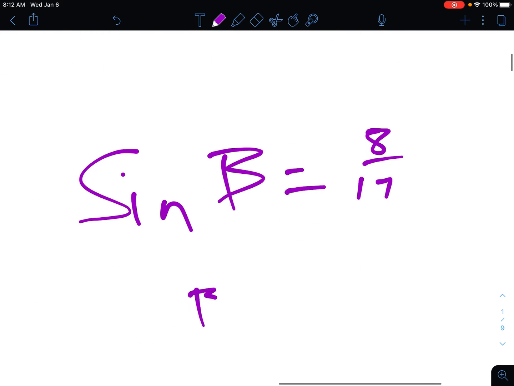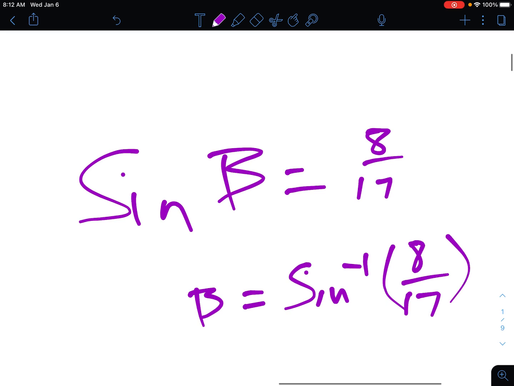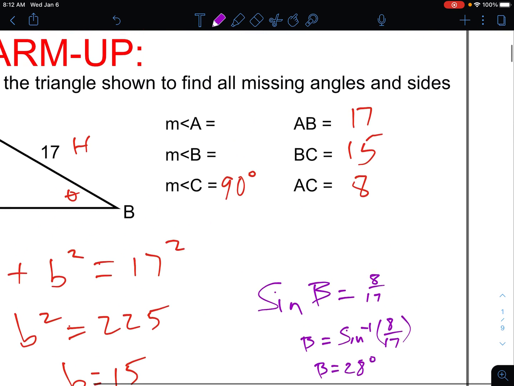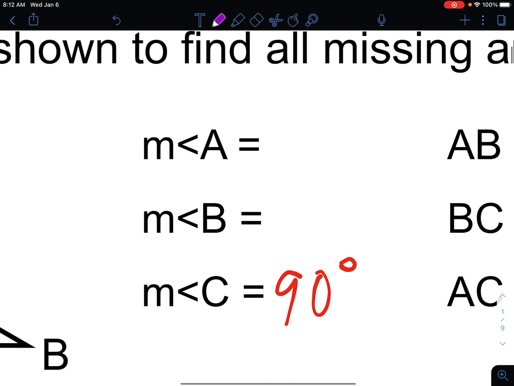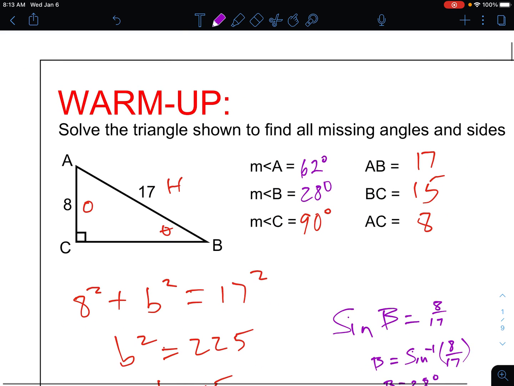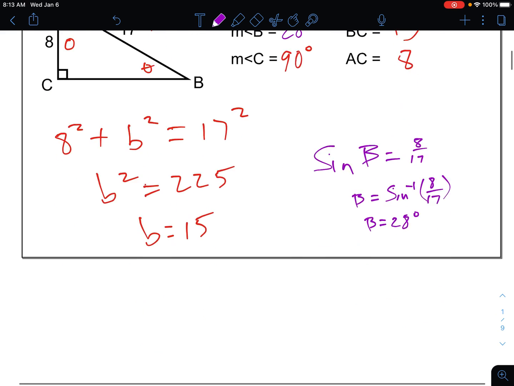And then when we're solving for an angle, we use the sine inverse, cosine inverse, or tangent inverse. So the sine inverse of 8 over 17, make sure your calculator is in degree mode, 28.07. So we'll say B is approximately 28 degrees. And then since I know the three angles of a triangle add up to 180, add up 28, 90 degrees, subtract it from 180, you get 62 degrees. So that is solving. All right.